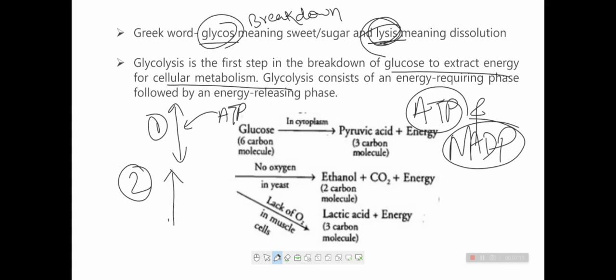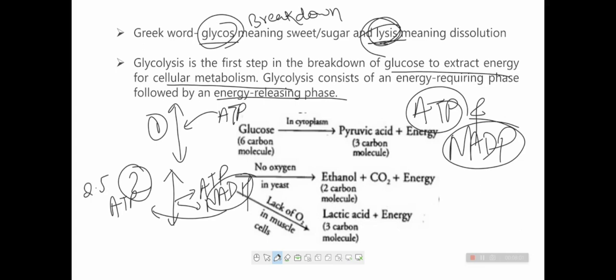In this phase, ATP is released and NADH is released. So, this stage is known as the energy releasing stage. Overall production of energy in glycolysis is 2 ATP and 2 NADH. With the help of oxidative phosphorylation, this NADH is converted into ATP. By which process? Oxidative phosphorylation. With one NADH, 2.5 ATP will be formed.